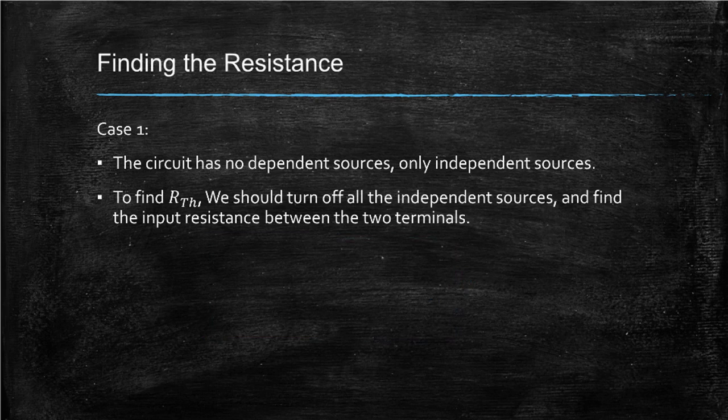Case 1, the circuit has no dependent sources, only independent sources. To find RTH, we should turn off all the independent sources, and find the input resistance between the two terminals. To turn off a voltage source, it is shorted, while to turn off a current source, it is opened. The input resistance is the equivalent resistance from terminal A to terminal B of the load resistor.